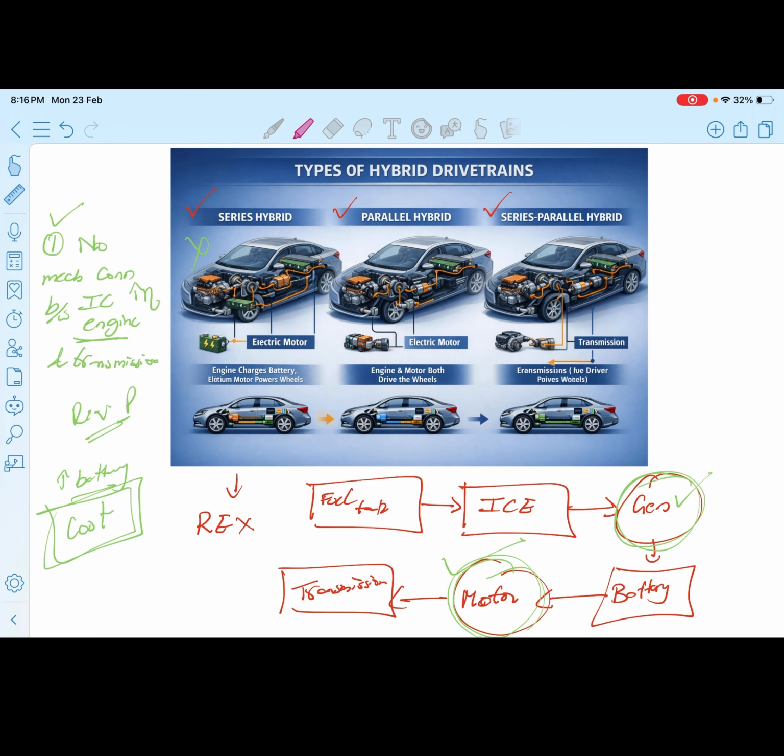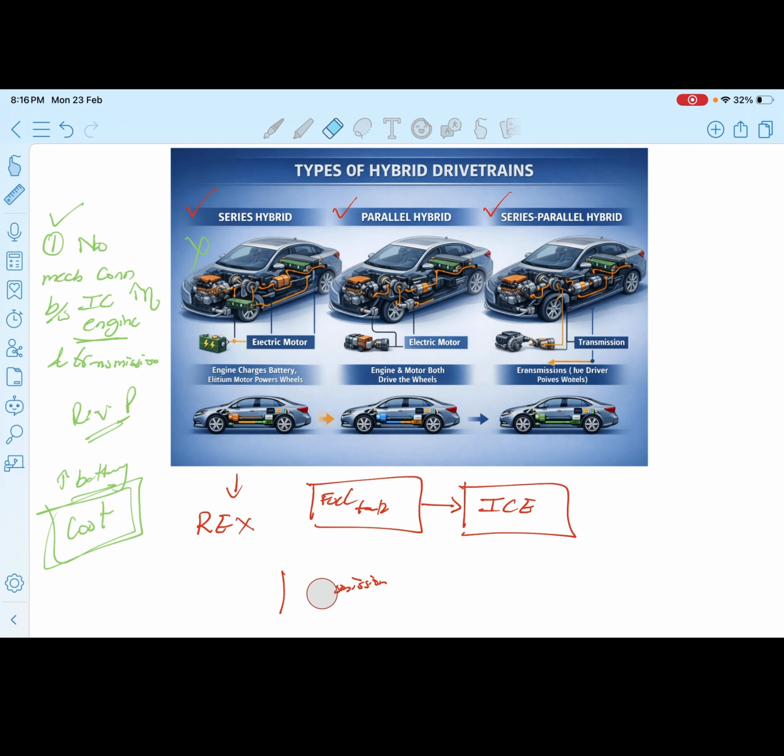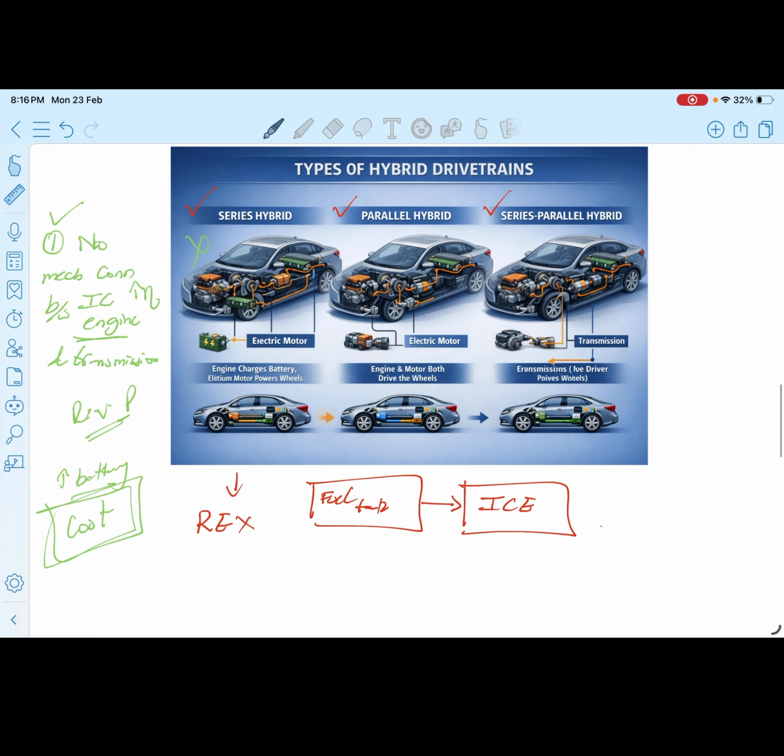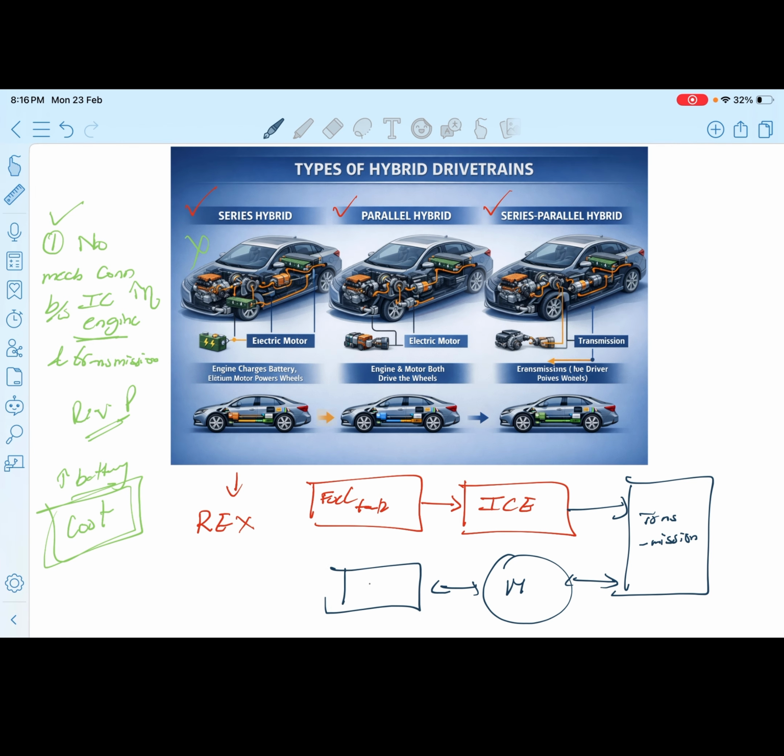Now let's move on to parallel hybrid. What is a parallel hybrid? I'm going to change the existing image and you're going to see the difference. You have your fuel tank, your engine, then your transmission, then the motor, the power converter, and of course your battery.